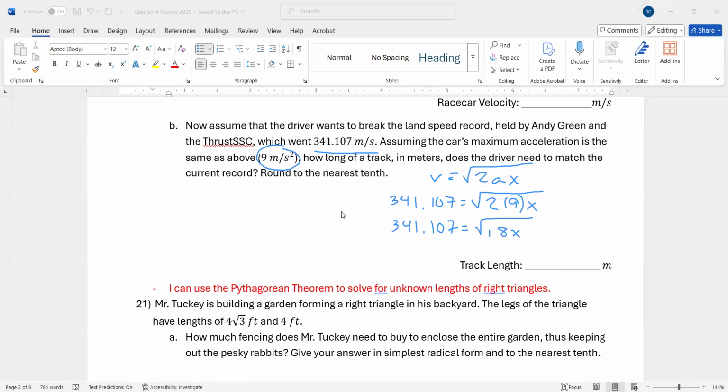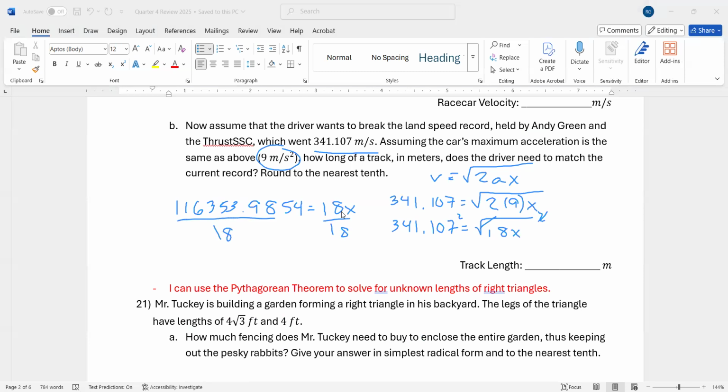Now to get rid of the radical, which I need to do, I need to square both sides just like I did on the previous video. If you didn't watch that, go watch that if you're not sure what I'm doing here. This is going to be a giant number. 341.107 squared is 116,353.9854. I'm going to go ahead and write the whole thing. And that equals 18x.